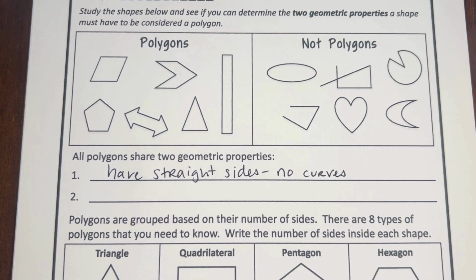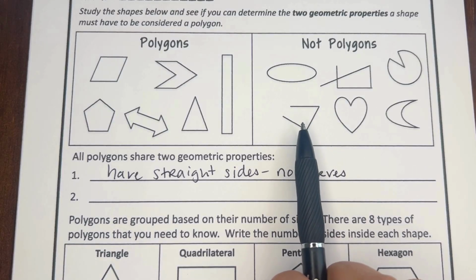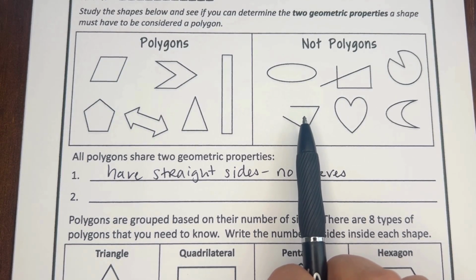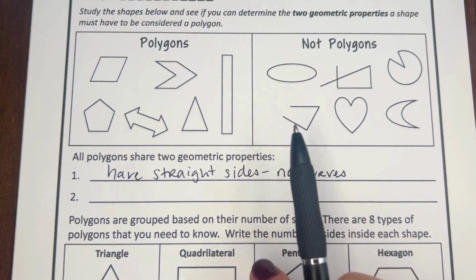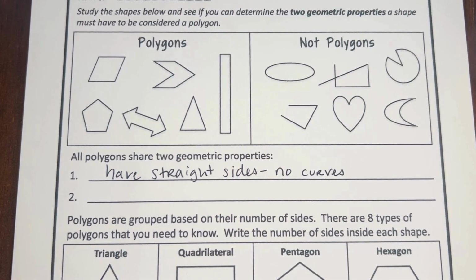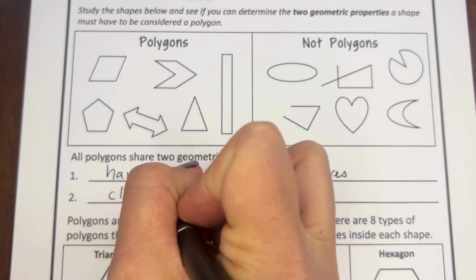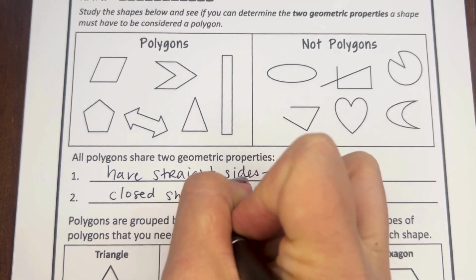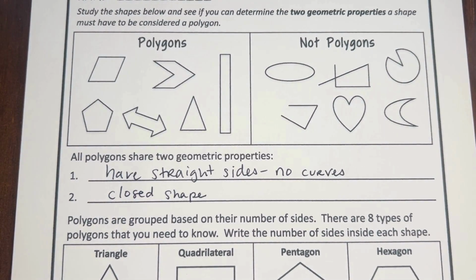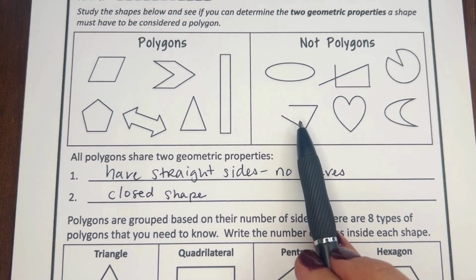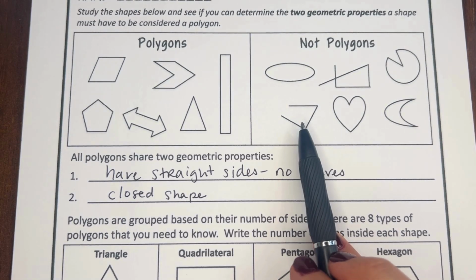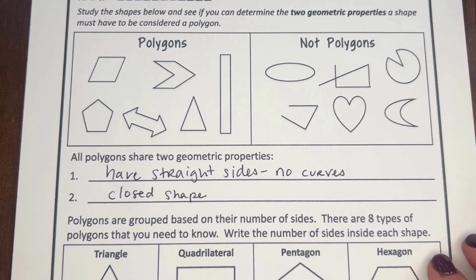And if you're not positive, I want you to study this shape right here. What does this shape have that, even though it has straight sides, eliminates it from the polygon group? It must be a closed shape, which means all the sides must connect. Okay, this is not a closed shape, so even though the sides are straight, it's not considered a polygon.